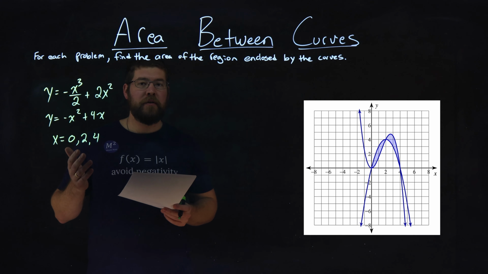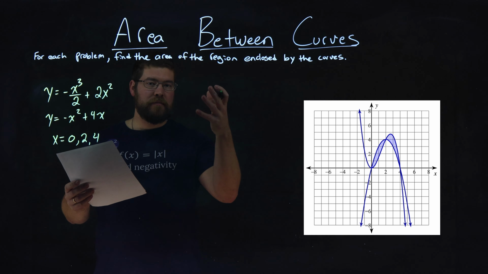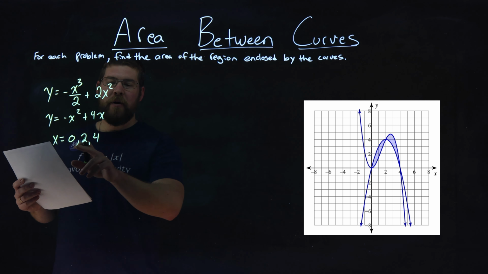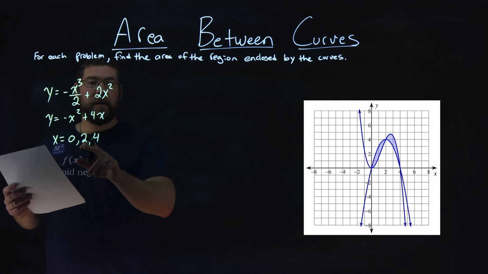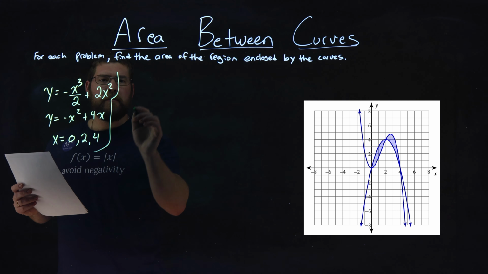So from here, we're going to set up an integral with these values. We're going to integrate between the two functions, basically. And we actually have two integrals, from 0 to 2, and then 2 to 4, because they switch on which one's on top. So we need to set this up.